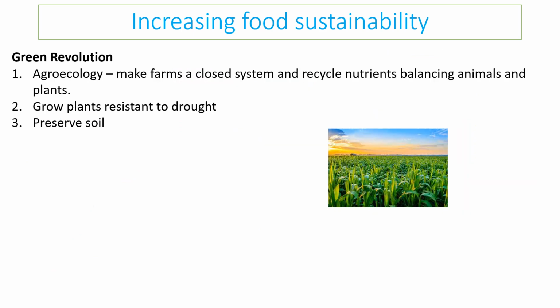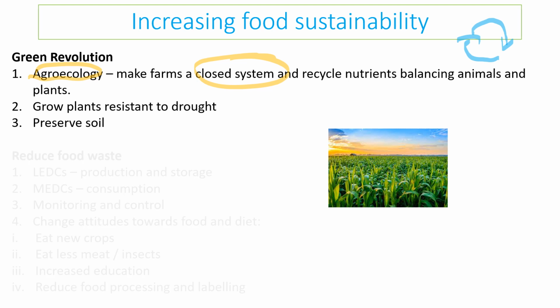There is a green revolution which can be developed again, so we can use agroecology, which is the idea of making the farm a closed system. We're effectively trying to make the system maintain itself by using a clever mix of animals and plants, so you have to put less fertilizer on the plants. Crops that are resistant to drought mean less fertilizer and less water is needed in this case, and you can look at different methods to actually preserve the soil.